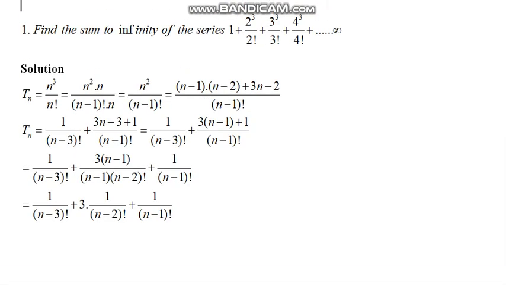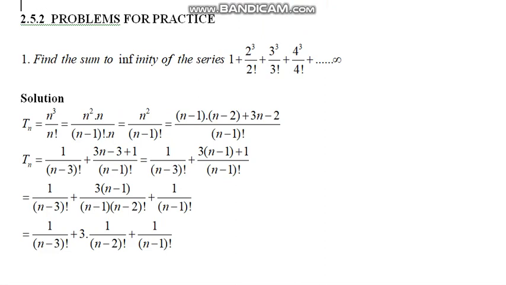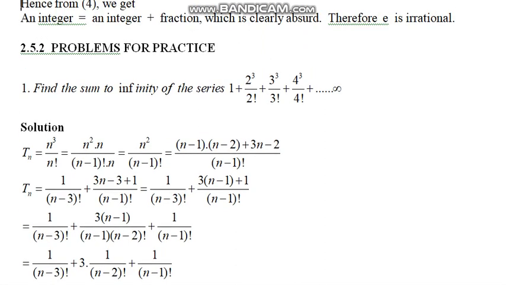Problem for practice. More than 2 we already know. So now it is an irrational number, so it lies between 2 and 3 only. Okay. Problems for practice now.